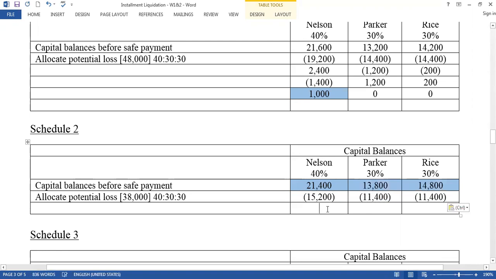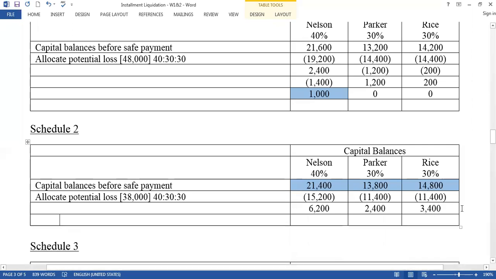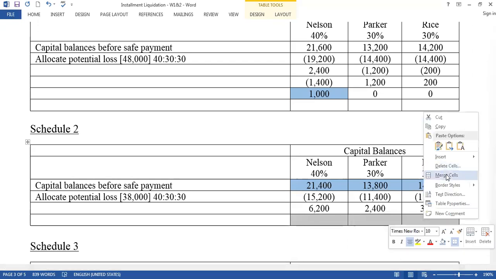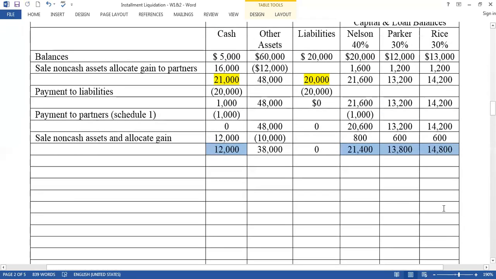After that, what is their balance? The balance is 6,200, 2,400, and 3,400. Now, if we add this money together, what is the money here? What is the money here?